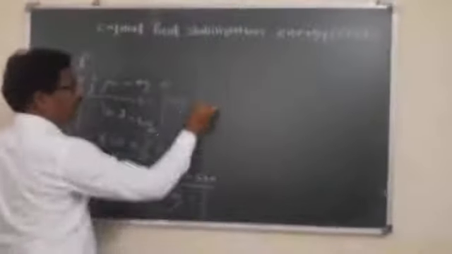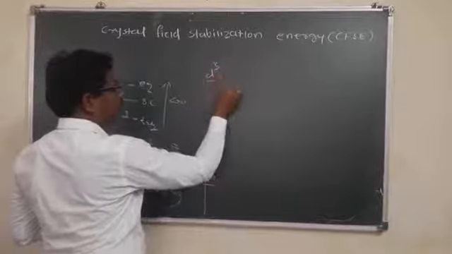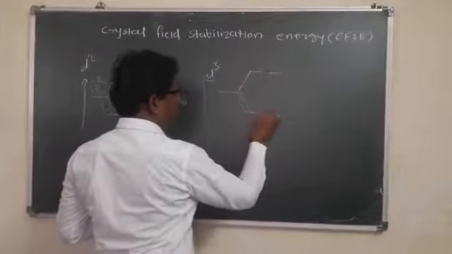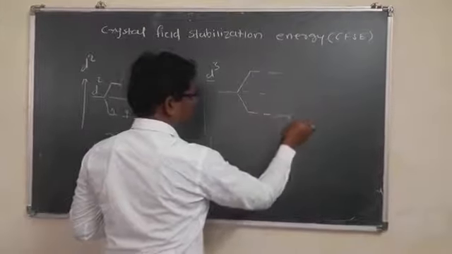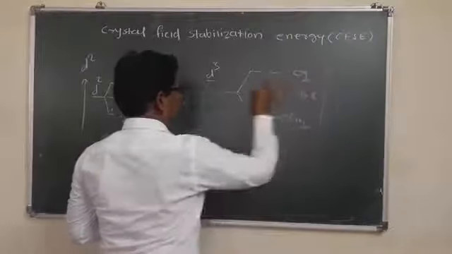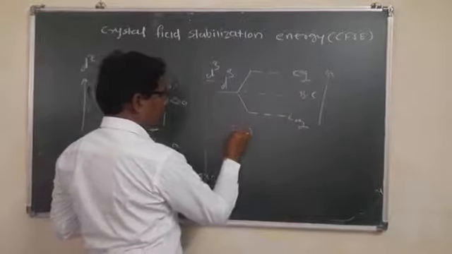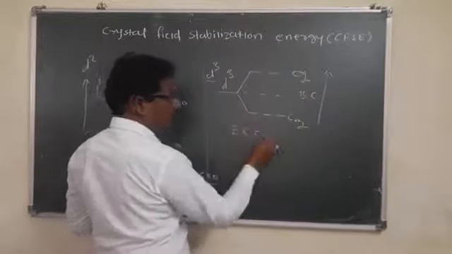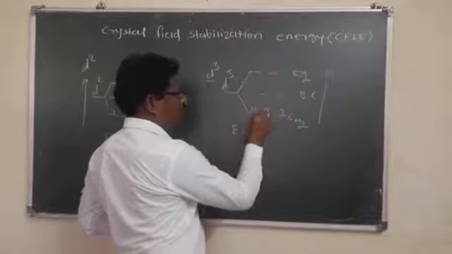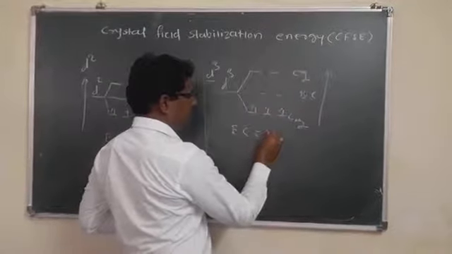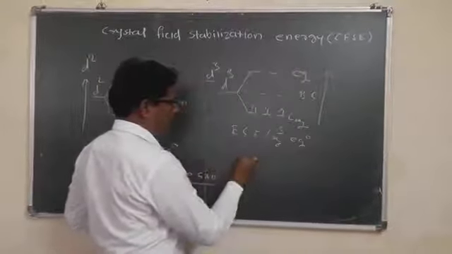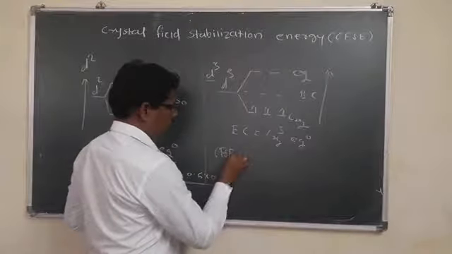One more example, d3. This is the t2g and eg, the barycenter level, and the d3 electron configuration. The electronic configuration for d3 is d1, d2, d3, and therefore t2g 3 and eg 0.